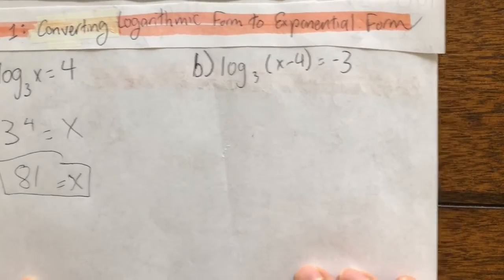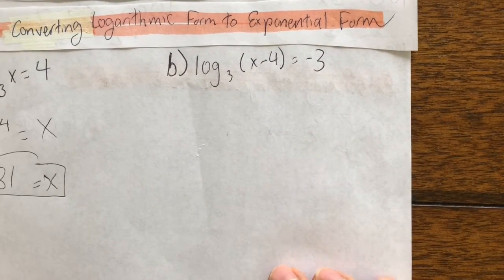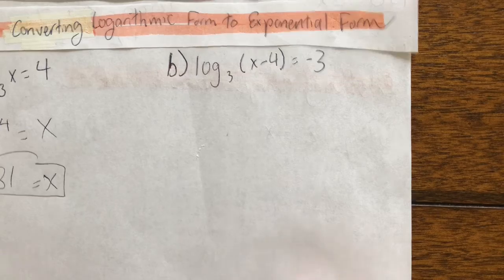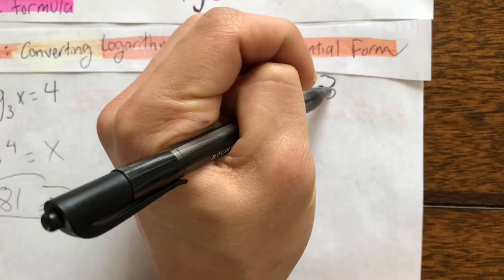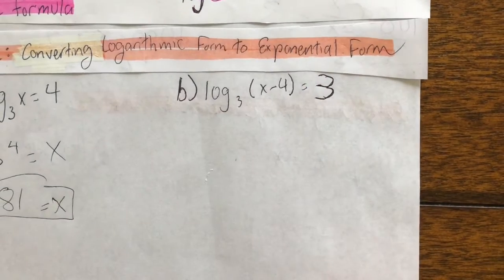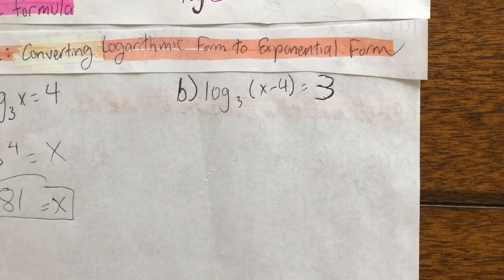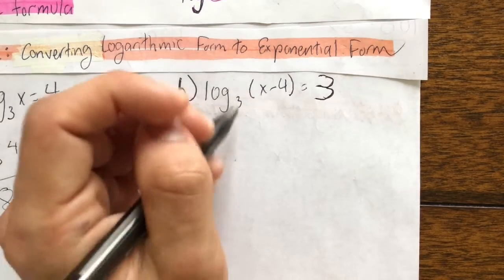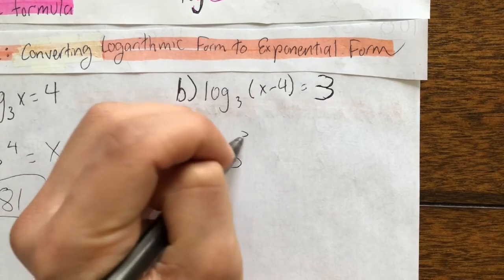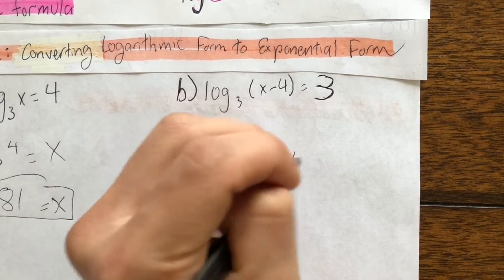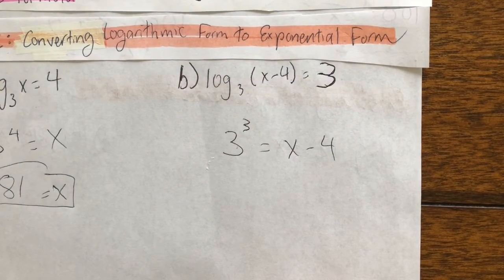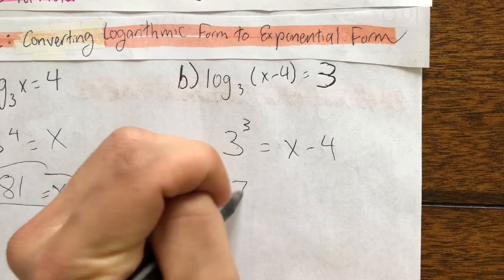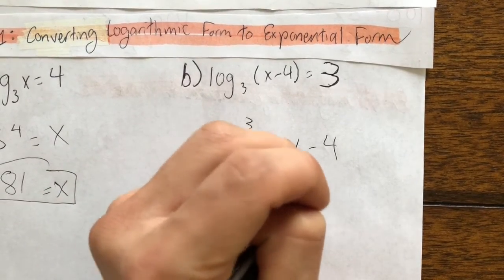Now part B, we have log base 3 of x minus 4 equals, we're going to make this a positive 3. So we have log base 3 of x minus 4 equals 3. Now I'm going to change it to exponential form where we have 3 to the 3rd power equals x minus 4. If I raise 3 to the 3rd power, I'm going to get 27. So I have 27 equals x minus 4.